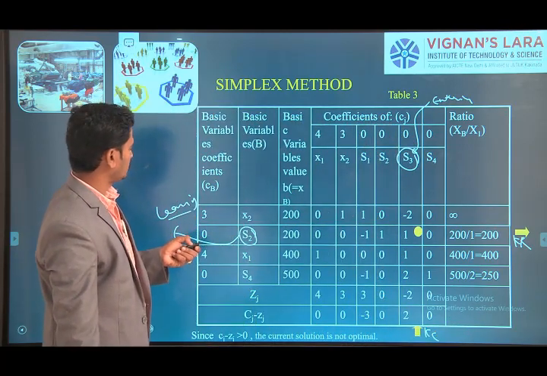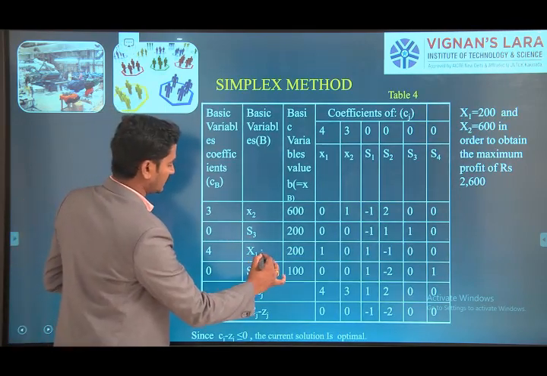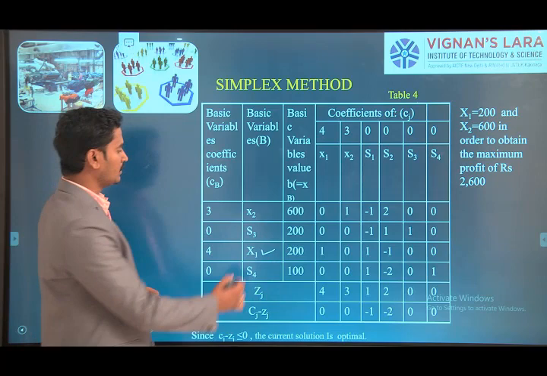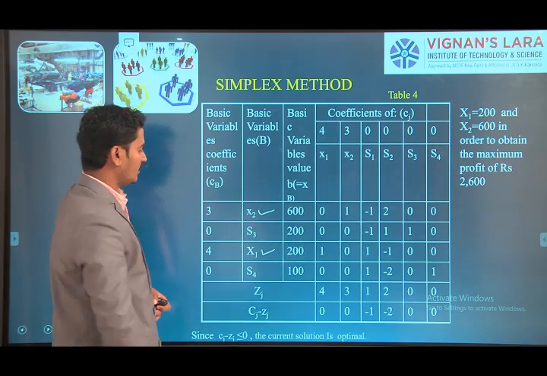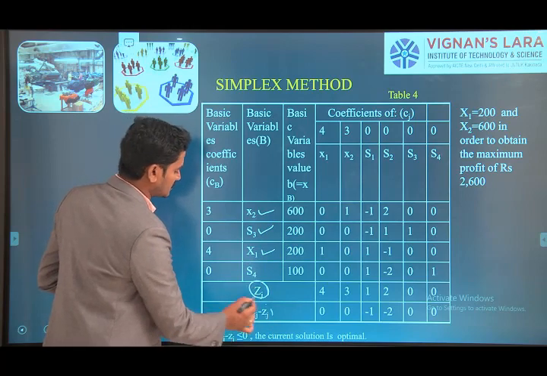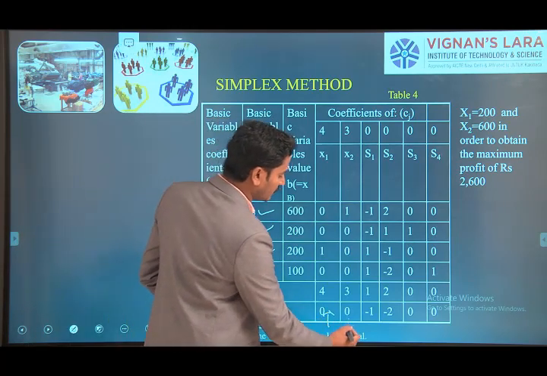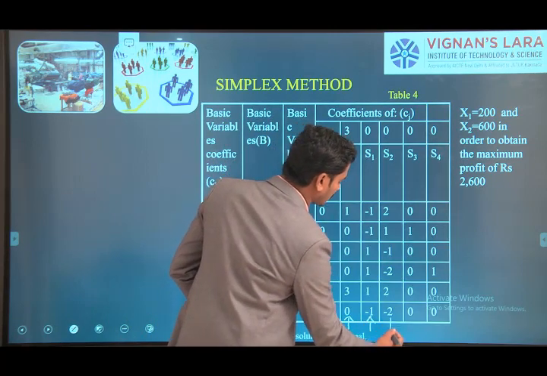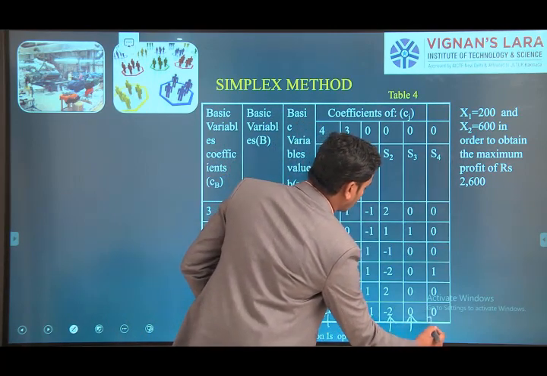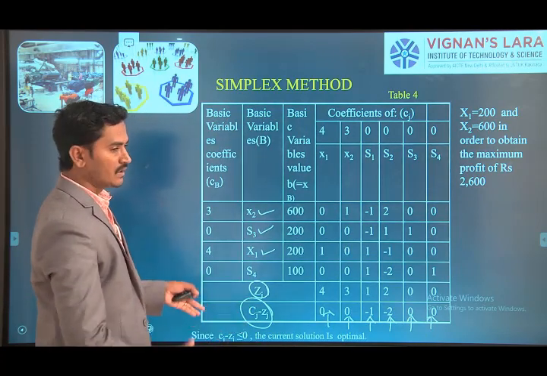Next, coming to the fourth table. In the first table we got x1 as the entering variable, in the second table x2, and in the third table S3. Finally we calculate the Zj and Cj minus Zj. Here all the Cj minus Zj values are 0 or negative only. So the solution has reached optimality. So the current solution is optimal.